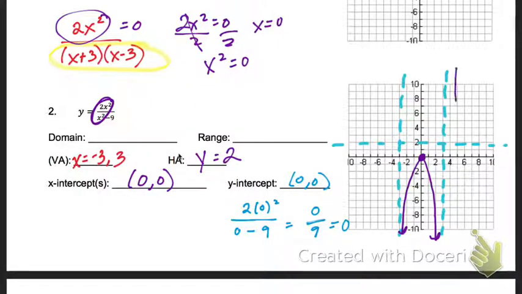Then I've got them in the diagonals. If you want to use your calculator to graph, you can. But on a test or quiz, no calculator. You just want to see it.